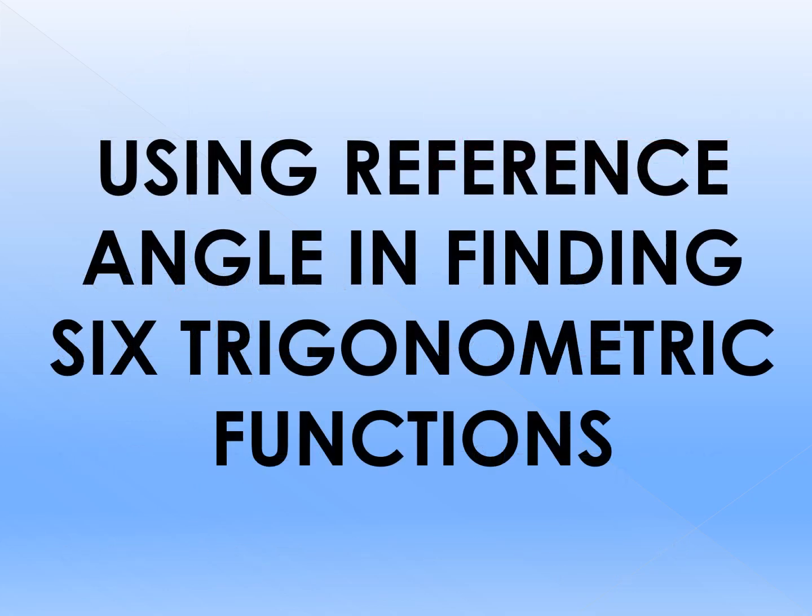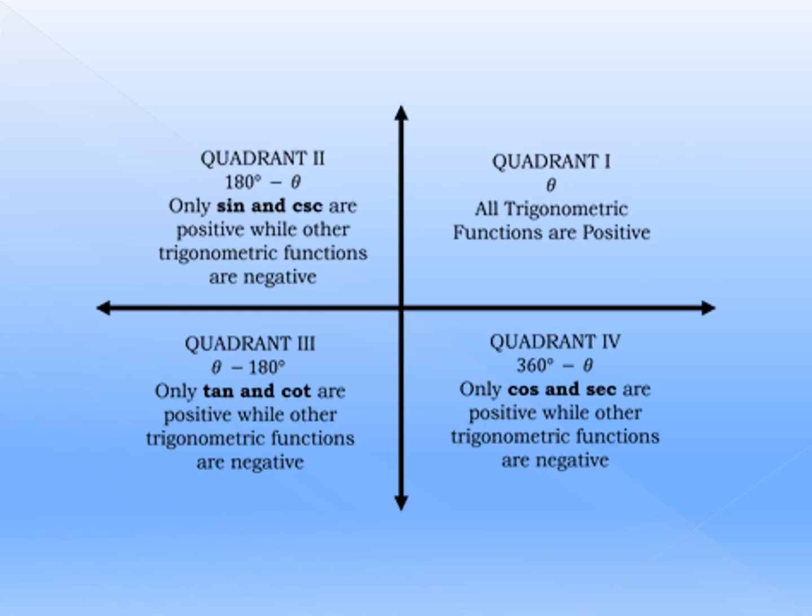Let's now use reference angle in finding the 6 trigonometric functions. So in finding the reference angle, we need to take note of this information. For quadrant 1, we have theta, and all trigonometric functions are positive. So if it is in quadrant 1, therefore theta is greater than 0 but less than 90 degrees, or in radian measure, greater than 0 but less than pi over 2. For quadrant 2, we use 180 degrees minus theta in finding the reference angle.